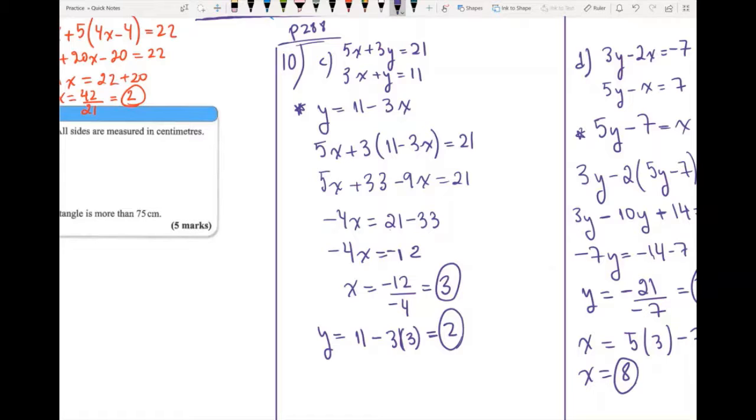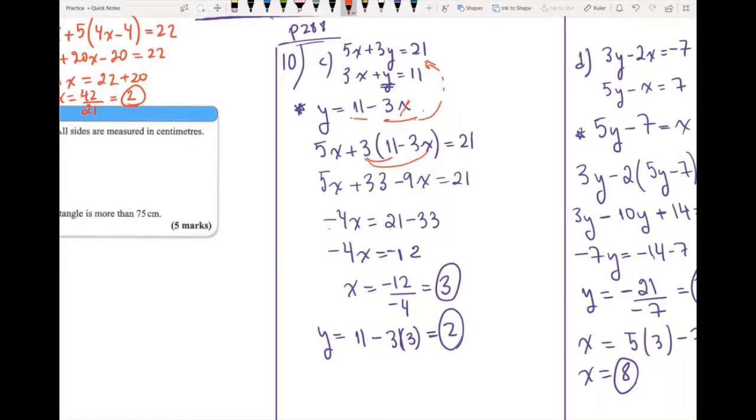So we first write y in terms of x. We move 3x to the other side, so it becomes minus 3x. Now we take the value of y and we replace it in the first equation. So 5x plus 3 into 11 minus 3x, close brackets, equals 21. Expanding, you're going to get 5x plus 3 times 11, 33, minus 9x equals 21.